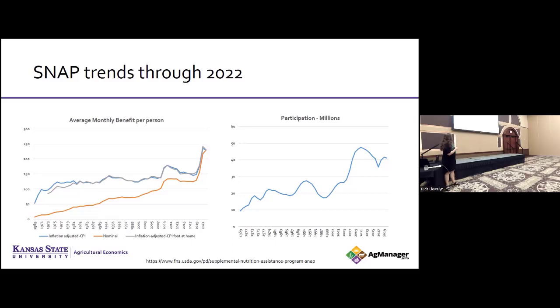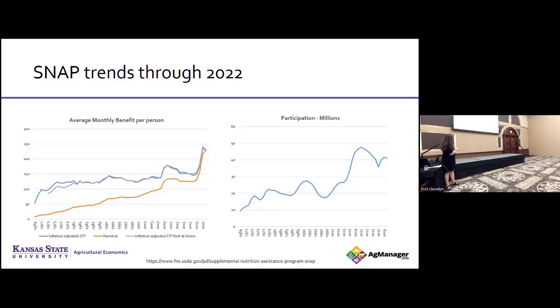What about the benefits? That's the dollars per month on average for someone that participates in SNAP. And that's gone up to $230 per person. So if you look at the nominal spending, it just looks like it's going up. It's a lot more flat if you take into account inflation. That's either general inflation or inflation for food at home. Those track pretty closely. So it's pretty flat for a long time.